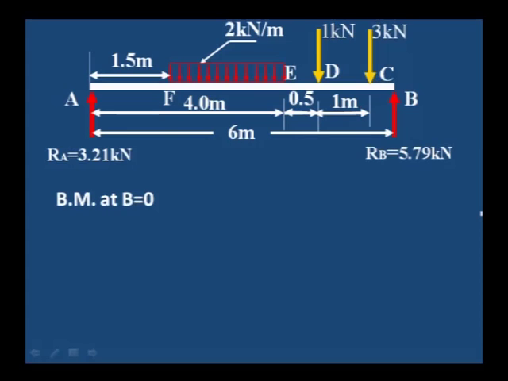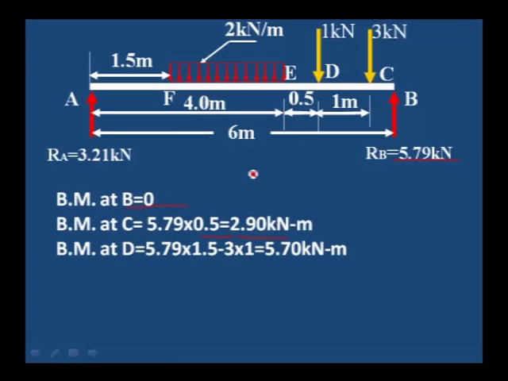For the bending moment diagram, the bending moment at B is 0. For the bending moment at C, the distance from C to B is 0.5, since 4 plus 0.5, 4.5 plus 1, 5.5, minus 6, the distance is 0.5. 5.79 is the reaction, into the distance to C, 0.5. Therefore, 2.9 kilonewton meter is the bending moment at C.